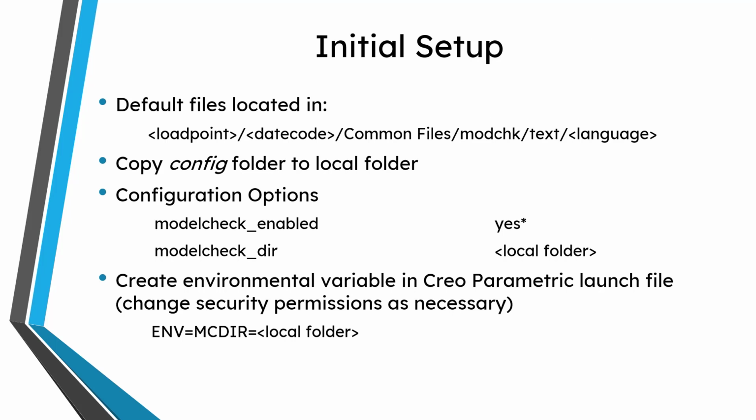In this video, we're going to talk about some initial setup that I like to do. So be aware that the initial location for the files that Creo Parametric uses for model check are located in your load point. Then you go into the date code folder, and rather than going into the Creo Parametric folder, you go into the common files, and right in the common files, there's a model check folder, and then you dig down a few levels, then you will find the actual config folder.